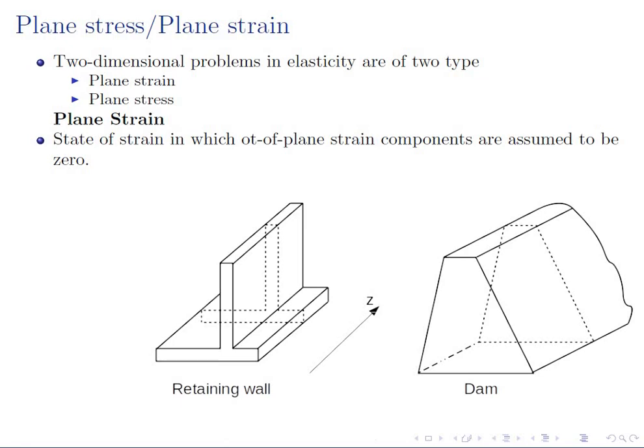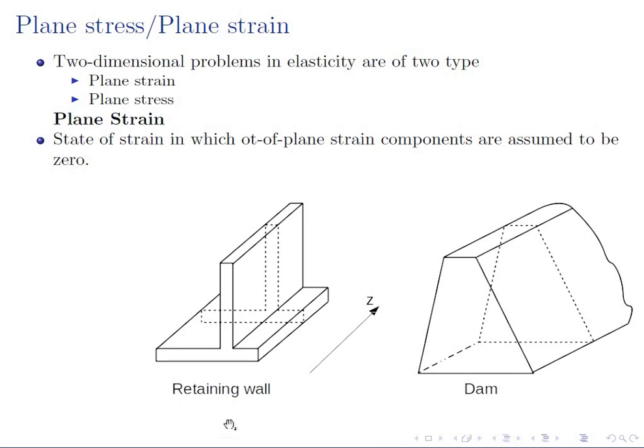Now, many times we can simplify the analysis of our 3D physical problem by treating it satisfactorily as a 2D problem. Two-dimensional problems in elasticity are of two different types: plane strain, or plane stress. Plane strain state is that state of strain in which out of plane strain components are assumed to be 0.